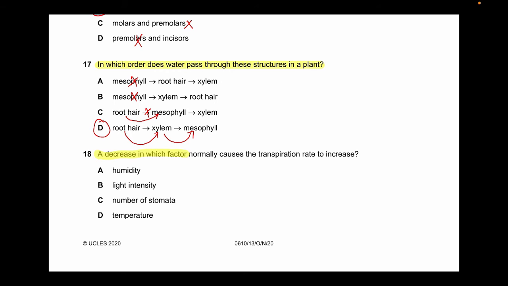A decrease in which factor normally causes the transpiration rate to increase? Transpiration rate increases if humidity decreases in the surrounding air. Then basically water from the region of high water potential, which is the water inside the leaf, moves into the surrounding. All right, so option A is correct.